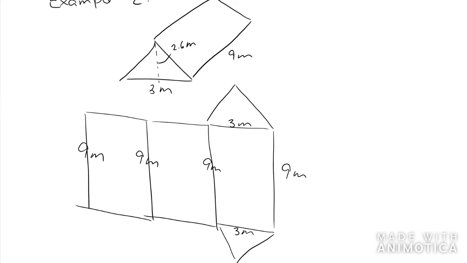But we can't necessarily assume that the other ones are 3 meters. What we actually have to do is, using this 2.6 meters, we actually have to do Pythagoras to find out what this height is, or what this hypotenuse is. So half of 3 is going to give us 1.5. So we'll have 1.5 squared plus 2.6 squared, and that will give us our side length squared.